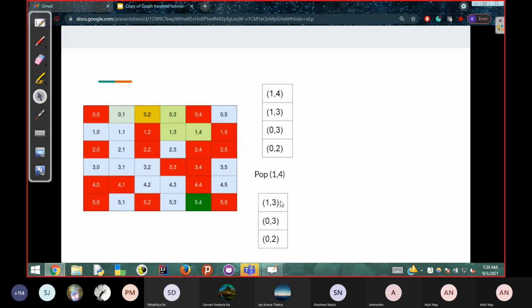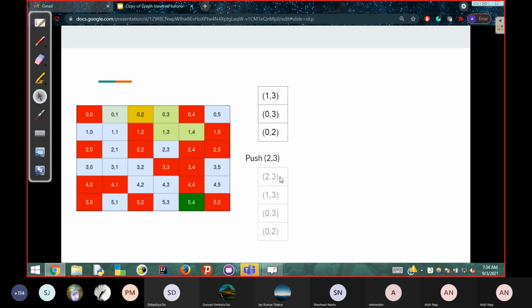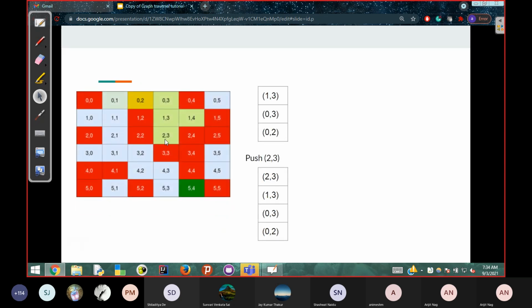Now what is the top element of the stack? This is 13. Now from 13 you can go to 23. So from 13 we are going to 23 and we are marking 23. Now the same thing happens for 23: there are no options, like we cannot go to 22, we cannot go to 33, we cannot go to 24. So we need to backtrack to our parent, which is 13.